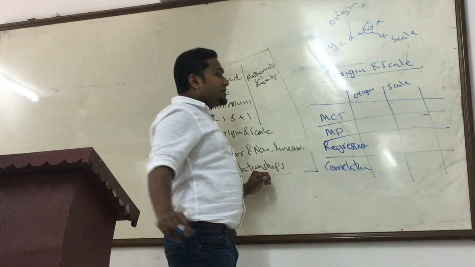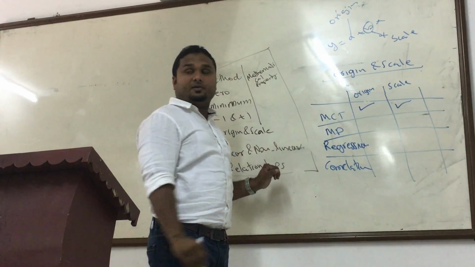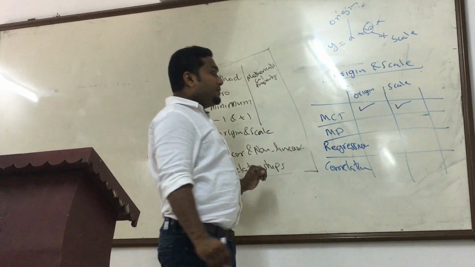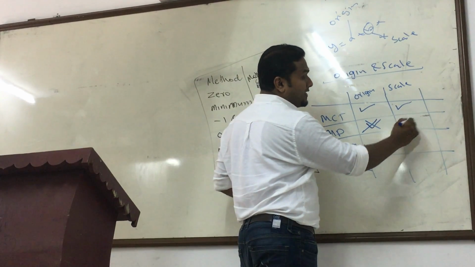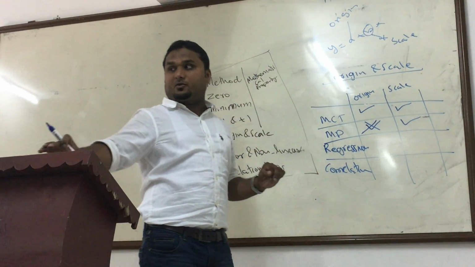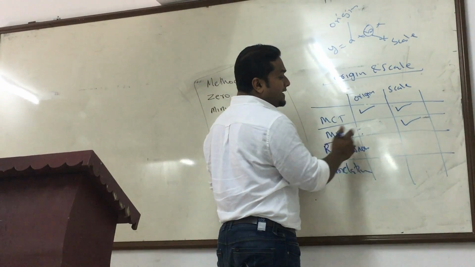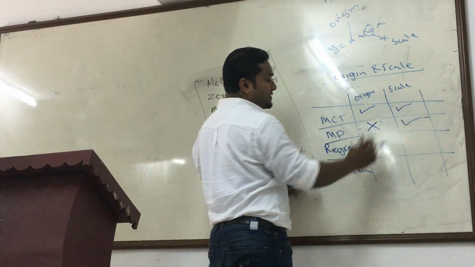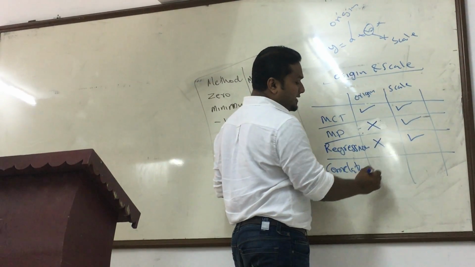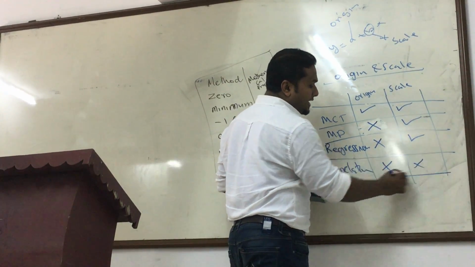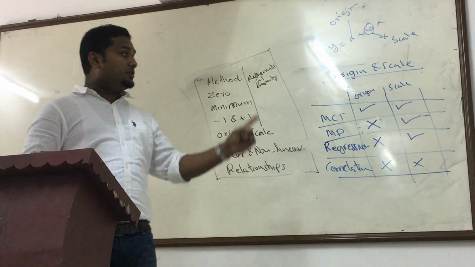So measure of central tendency is affected by origin and affected by scale. Measure of dispersion is unaffected by origin but affected by scale. Regression equation is unaffected by origin but affected by scale. Correlation coefficient is unaffected by both. Write down this box.